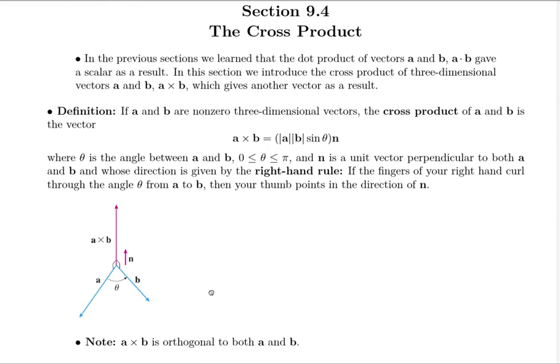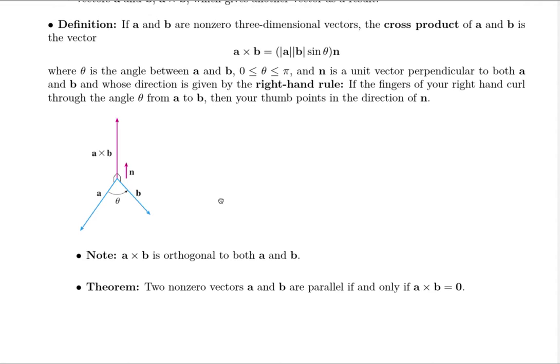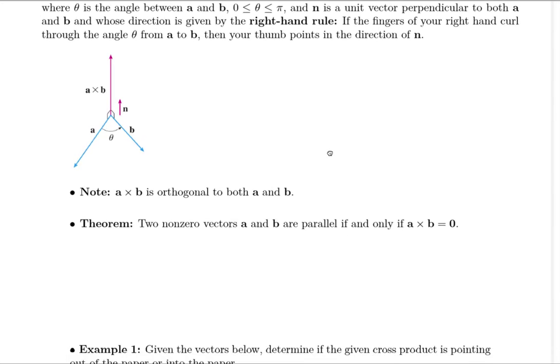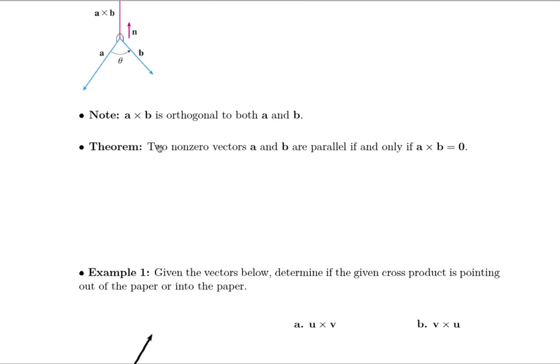Now, one thing before I move on: this n unit vector, its direction is given by what's called the right-hand rule. I'm going to explain that in the example below. It gives a description here, but I think it'll make more sense when you have a visual of it. One thing to notice is that the cross product is always orthogonal to both of those.